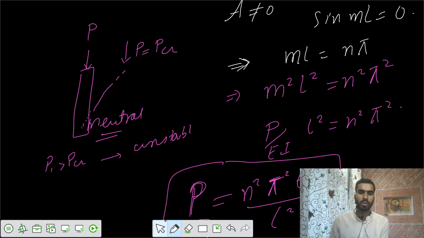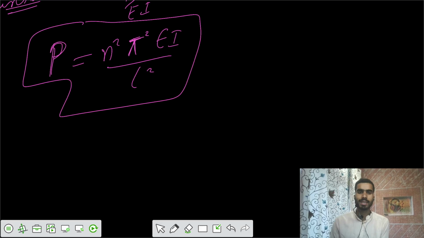So unstable equilibrium would get developed. So this is the critical load on which that neutral equilibrium is getting developed. So let's apply those values of n. Let's apply n equals 1 and see what value it gives me. That value equals π²EI upon L².